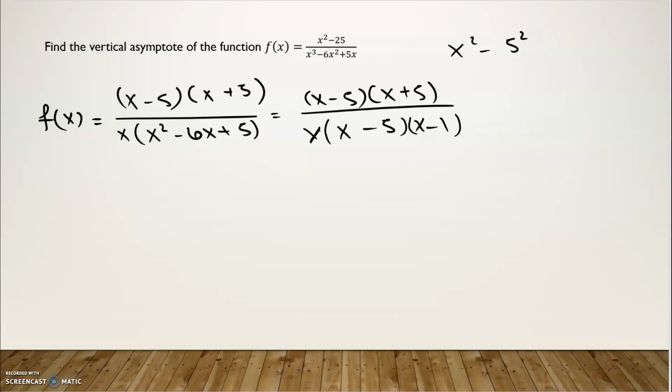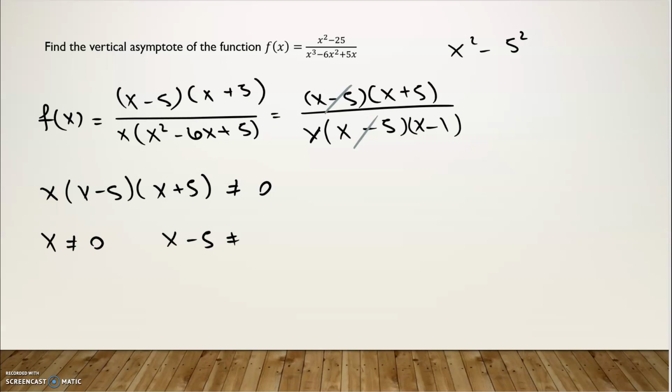Okay, I can factor out this right here, so keep that in mind. So x minus 5, x plus 5, set equal to the thing we don't want it to be. So x cannot be 0. x minus 5 cannot be 0, x plus 5 cannot be 0. So x cannot be 5, and x cannot be negative 5.